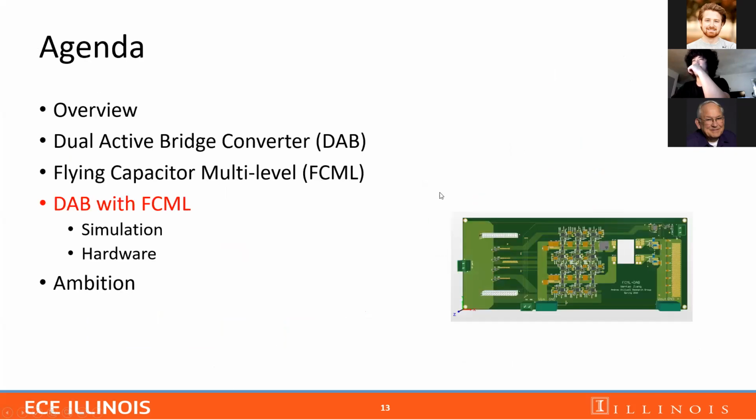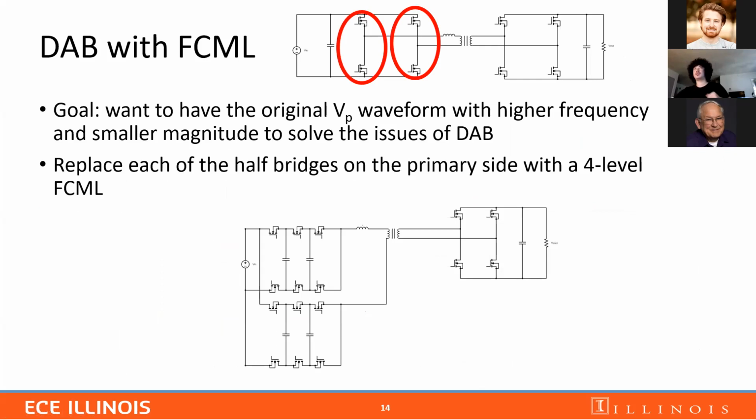So we have seen the benefits of using an FCML. Now I will talk about how I combine these two together. The goal is to create the original VP waveform, but we want the VP to have a higher frequency and also a smaller magnitude, so that the issues of the DAB can be improved. So what I did was to replace each of the half bridges on the primary side with a 4-level FCML, which is shown on the bottom.